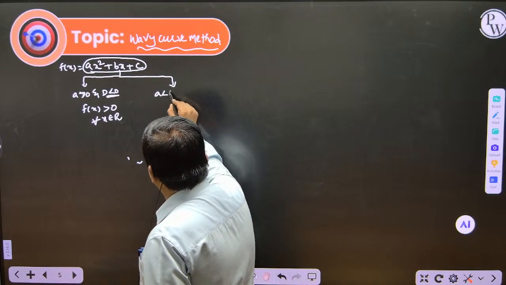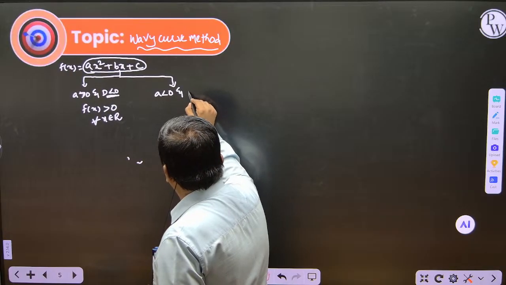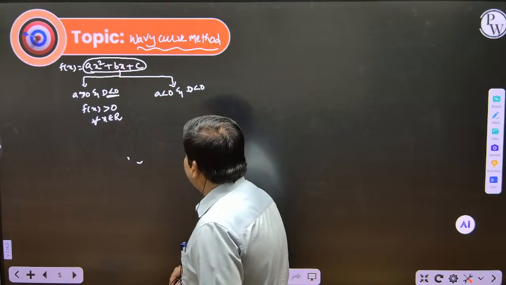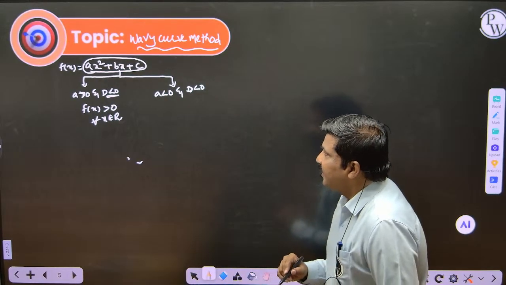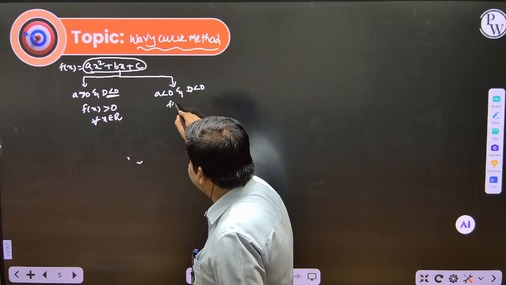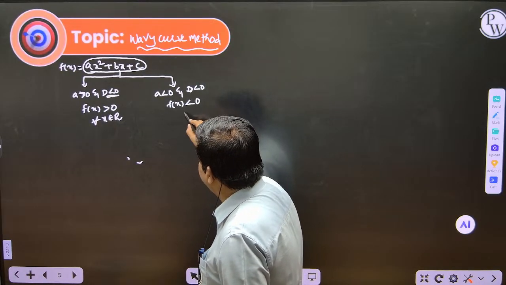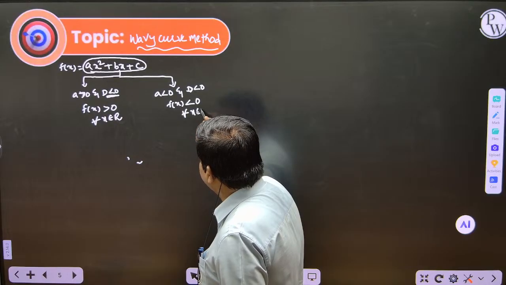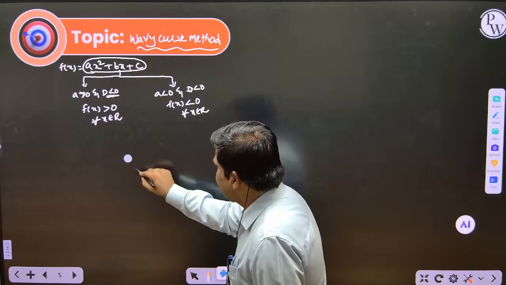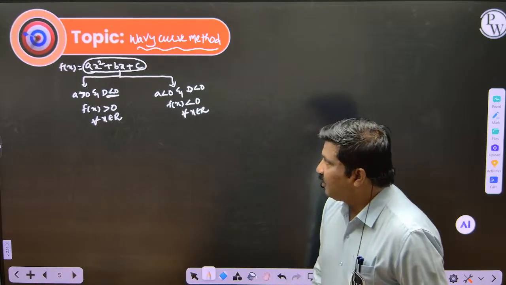A is less than 0 and discriminant is less than 0. A less than 0 and discriminant is less than 0. This f of x is always negative for all x belongs to R.